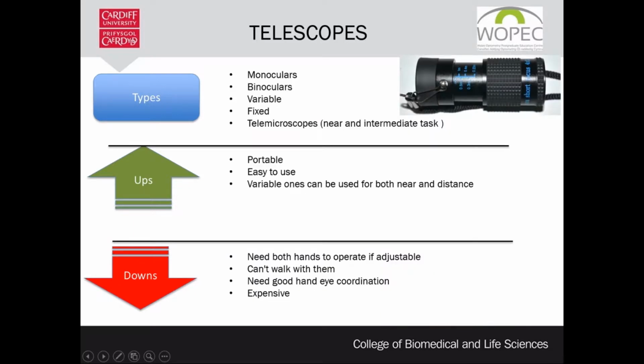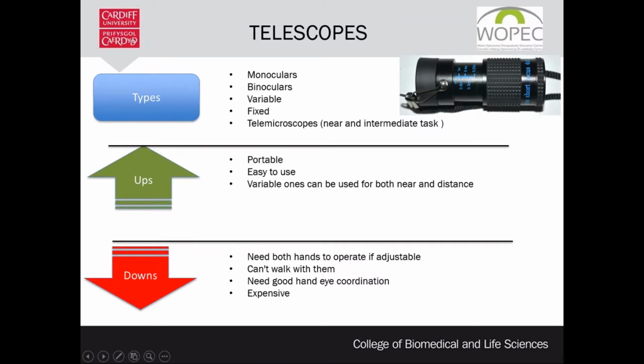The telescopes are the last optical magnifiers we will discuss. The two main types are Galileo and Keplerian telescopes, but for the purpose of these lectures, we would categorize them into monoculars, which require the use of only one eye, and binoculars, which require both eyes. Now, the one in the picture there is a monocular telescope.